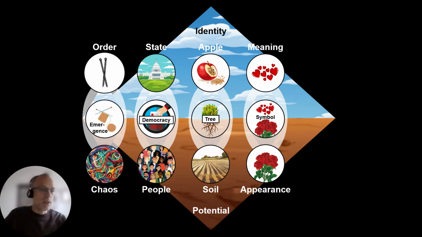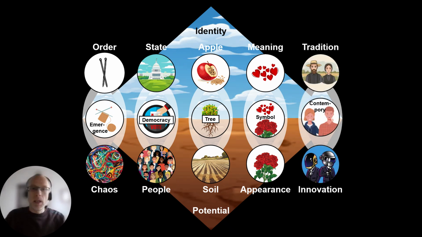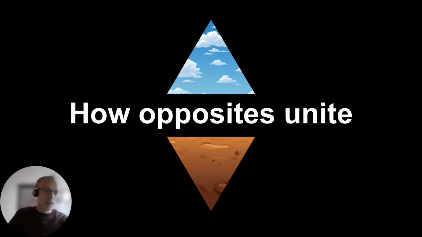Also, you can apply it to, for example, order and chaos. When they come together, something new emerges. And also tradition, which contains an identity from a long time ago, comes together with innovation, which wants to try something new. It comes together in the contemporary. So these are just a few examples where two opposites come together. The identity merges with the potential and then transforms into something new. In other words, how opposites unite.